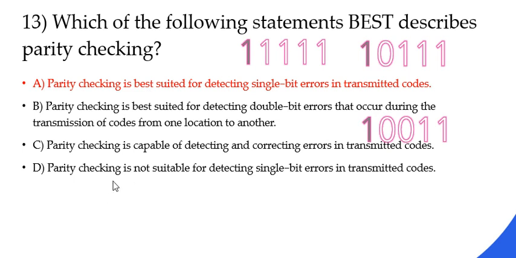And for D, it says parity checking is not suitable for detecting single bit errors in transmitted codes. That's totally wrong. That is false, because you definitely can do it. This is a negative, completely opposite of answer A, because you can detect the single bit errors in transmitted codes with this method. So the answer for question number 13 is A.